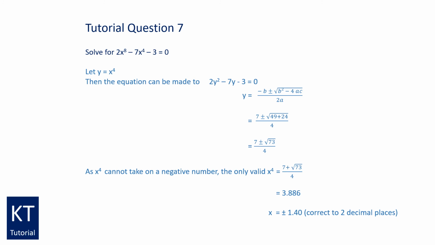Knowing this, we could then equate the solution of y to being equal to x to the power of 4. Knowing that x to the power of 4 cannot be negative, the only solution for x to the power of 4 is when it is equal to 7 plus root 73 over 4. This equates to 3.886, which solves for x being equal to plus minus 1.40, correct to 2 decimal places.